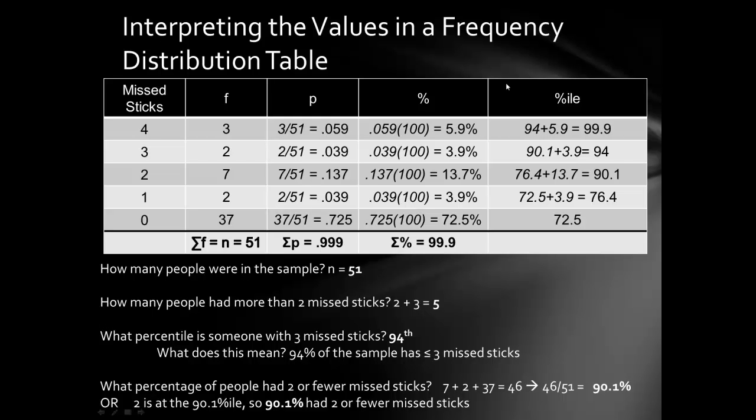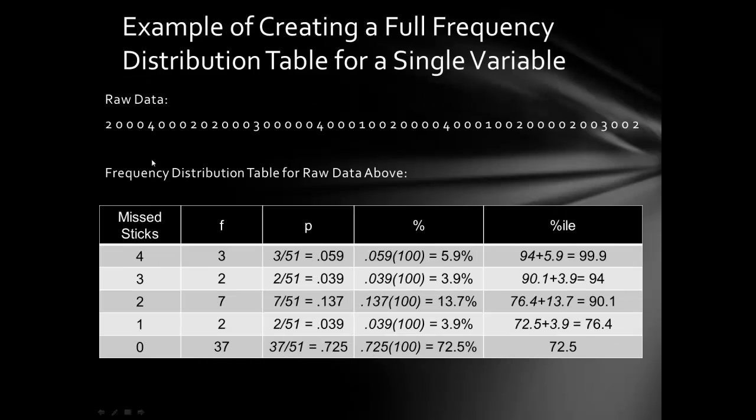Okay. So remember I said that you can answer questions with the frequency distribution table. So how many people were in the sample? 51. You get that by adding up all the frequencies. How many people had more than 2 missed sticks? Well, you can say, all right, more than 2 missed sticks. Well, that would be people with 3 and 4. So 3 plus 2 gives me 5 people that had more than 2 missed sticks. This is a lot easier to determine with this table than it would be if I asked you the same question and just gave you this raw data.